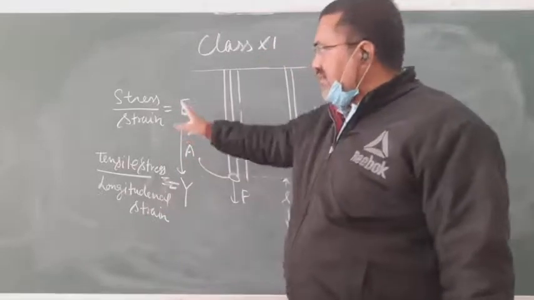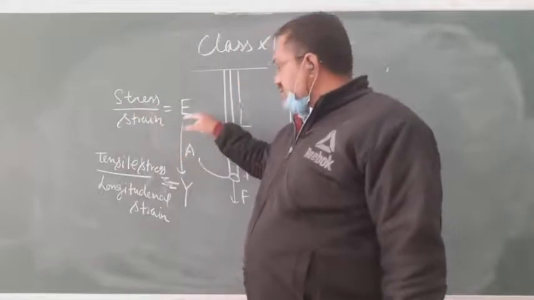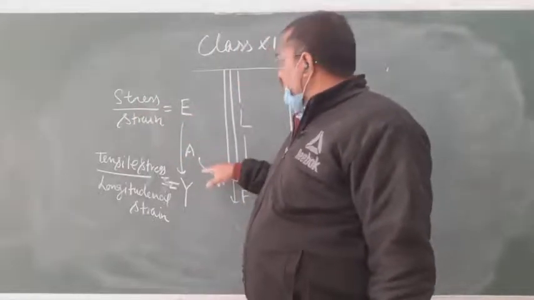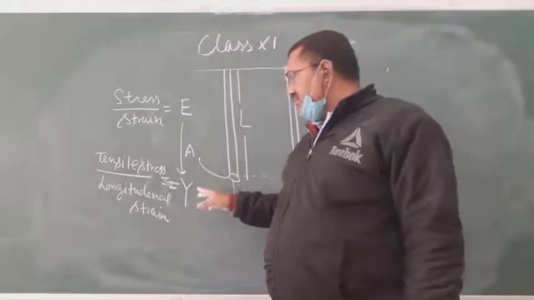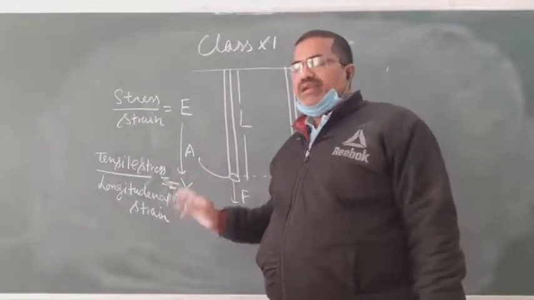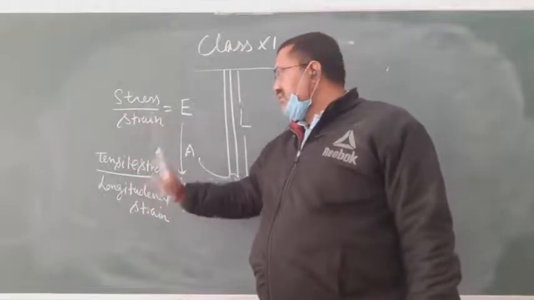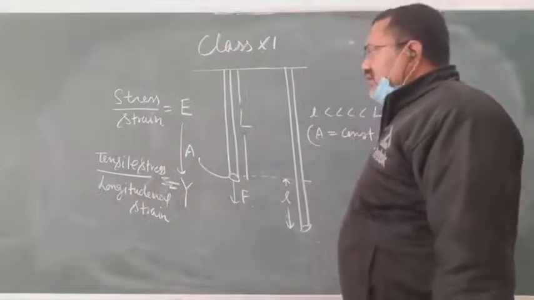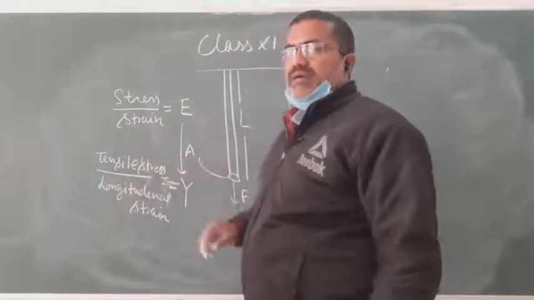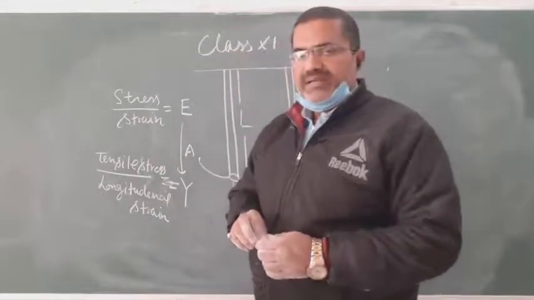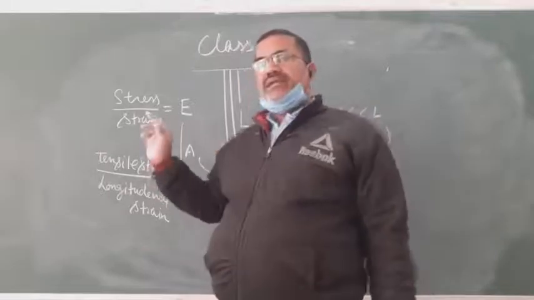So this is the general formula of elasticity, stress upon strain. So elasticity is Young modulus here. Young modulus is the coefficient of elasticity for linear body, and stress is tensile stress and strain is longitudinal strain. Basically, tensile stress is also a part of normal stress, and pressure is also a part of normal stress. Pressure is used in volumetric body and tensile stress is used in linear body.